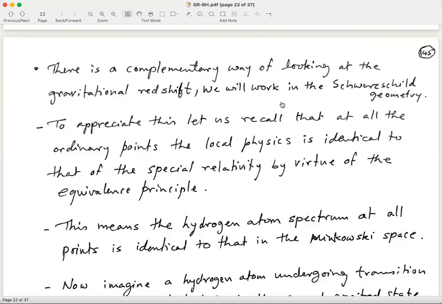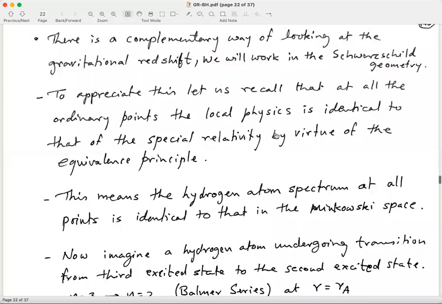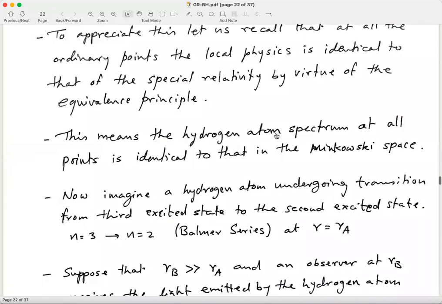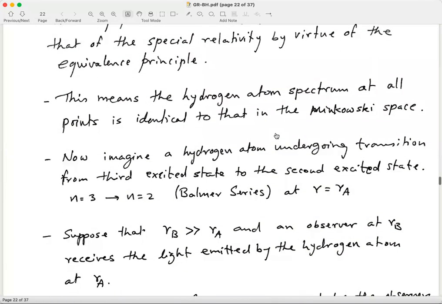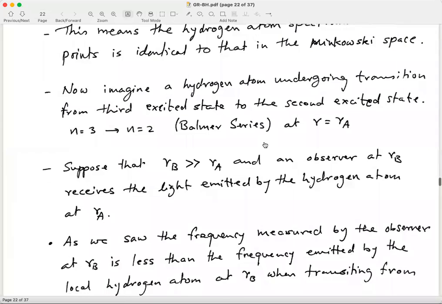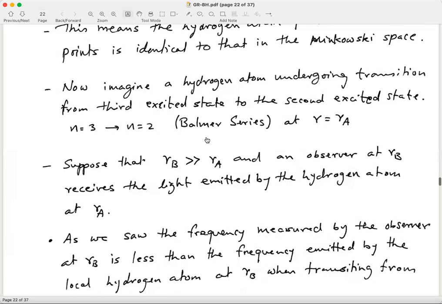Okay, so the point that we saw last time was that if you want to do a local experiment, you will never be able to figure out this difference. The only way you would be able to figure out the difference is that you look at a transition at one point and detect the transition at another point. So that is why we did this study, that we keep the hydrogen atom at R equals RA, and we make the measurement at R equals RB, where R is a radial distance in the Schwarzschild geometry, and we choose RB to be much larger than RA.